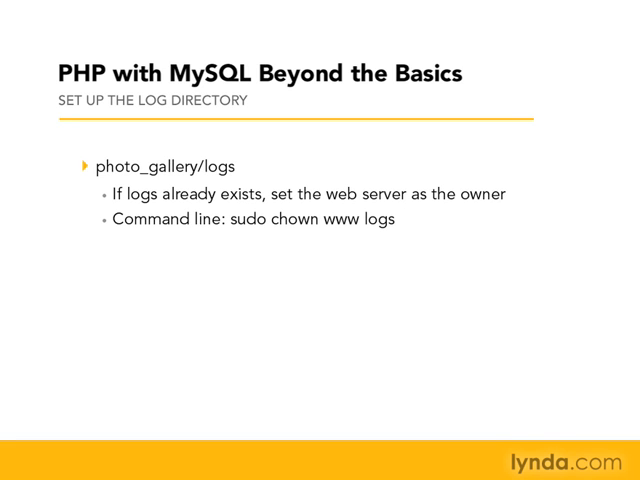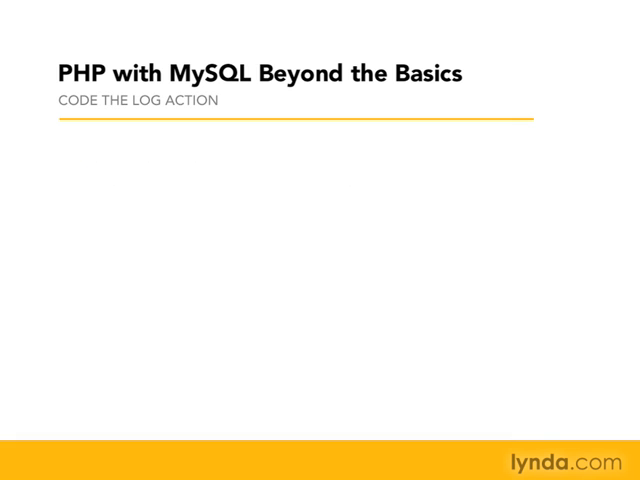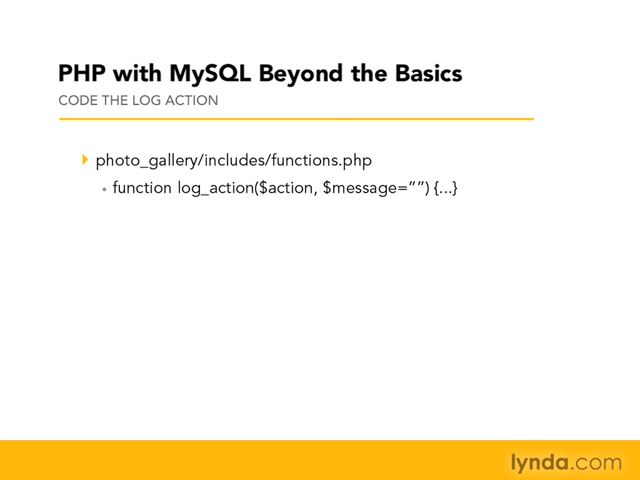Once you have your log directory set up, then we're ready to start looking at the requirements that you're going to need to meet for this exercise. The first is that we're going to need to code the log action. And we're going to do that in functions.php, and the function will be called log_action, and we'll give it two parameters: the action that we want to log, and then a message to go with it. So you'll want to write that PHP code to make that happen.